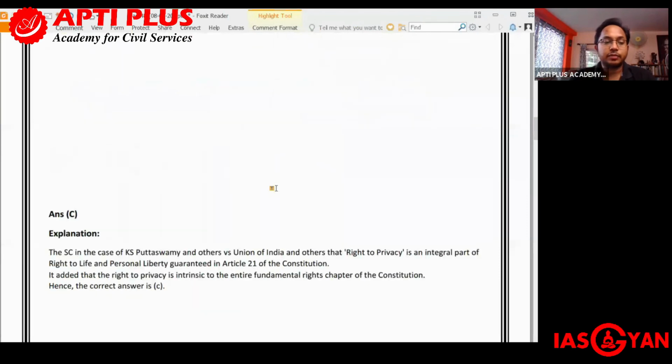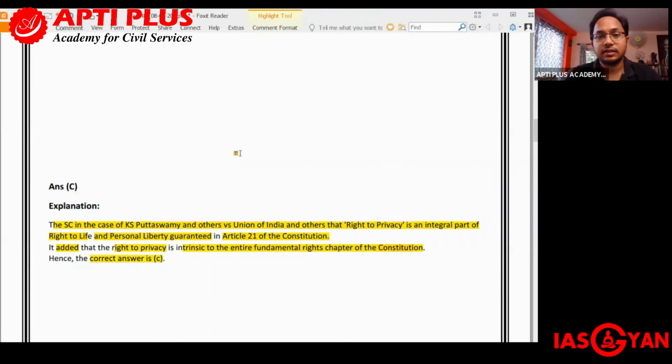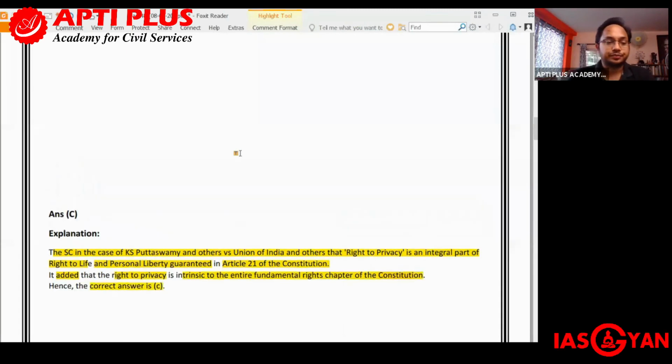Let us try to see the explanation part. The Supreme Court, in the case of K.S. Puttaswamy and others versus Union of India and others, stated that right to privacy is an integral part of the right to life and personal liberty, which has been guaranteed under Article 21 of the Constitution. It added that the right to privacy is intrinsic to the entire fundamental rights chapter of the Constitution. Hence, the correct answer is C.